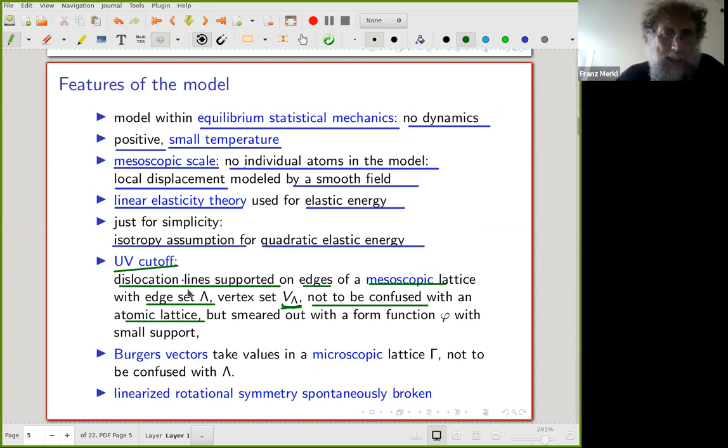But in order to avoid singularities at the location of these edges, we smear these edges out with a form function phi with a small support.